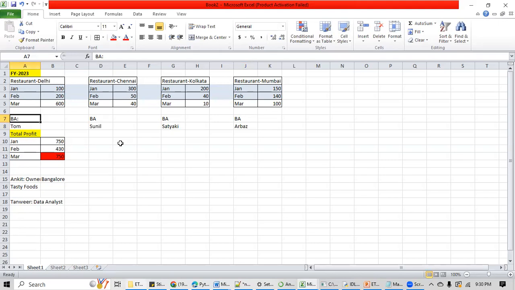Same thing happens in your project. Whenever a new project starts, you'll have one business analyst, or sometimes, based on the location, you can have 2 or 3 business analysts. So Ankit thought that okay, I will hire business analysts: in Delhi he has Tom, in Chennai Sunil, in Kolkata Satyaki, in Mumbai Arbaz. Okay.